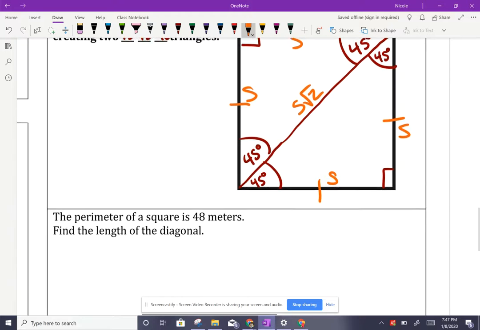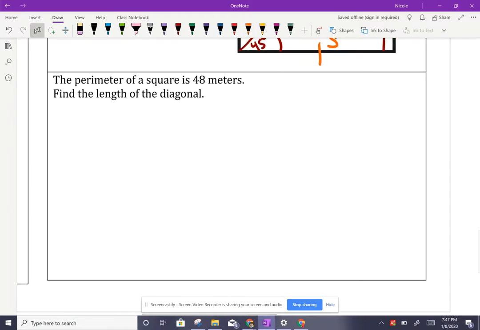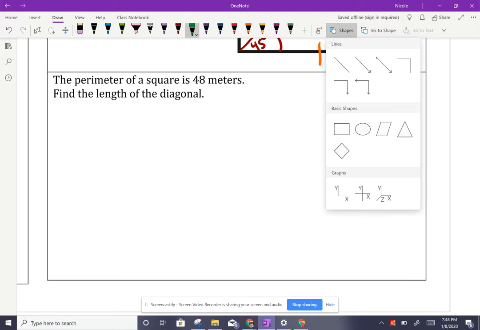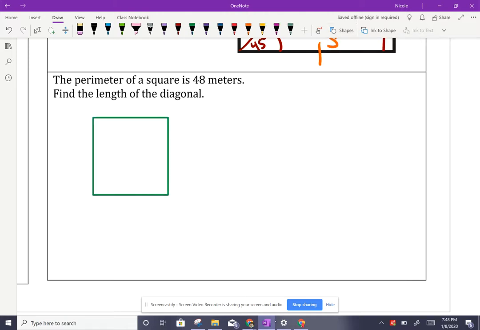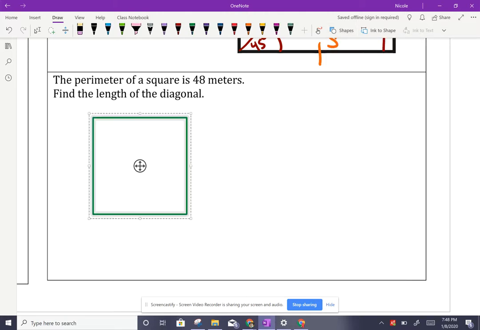So let's take a look at an example of this. You will be expected to sketch these out and solve. I have the perimeter of a square is 48 meters. So first off, I have a square. It has a perimeter of 48 meters. So if it has a perimeter of 48 meters, that means all four sides add up to equal 48 meters.